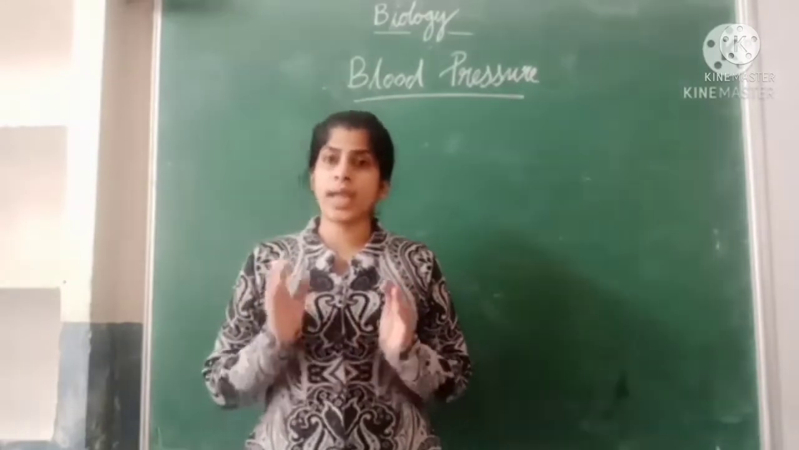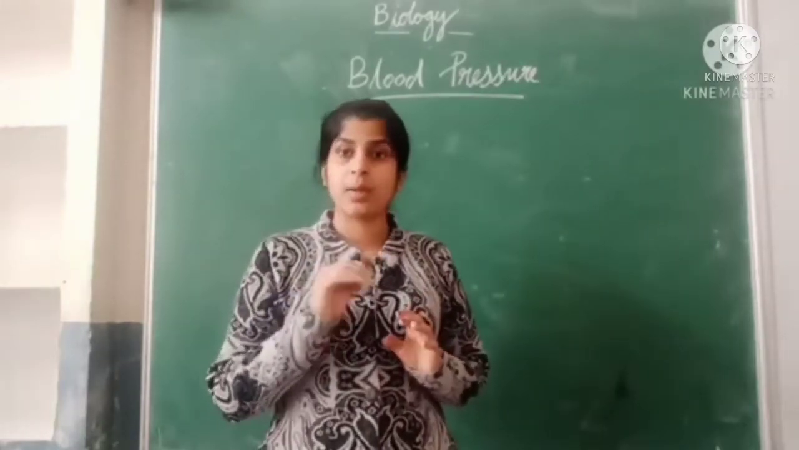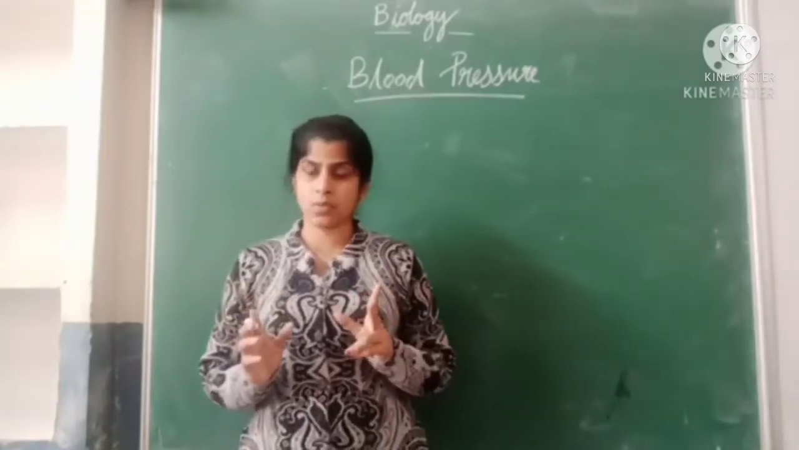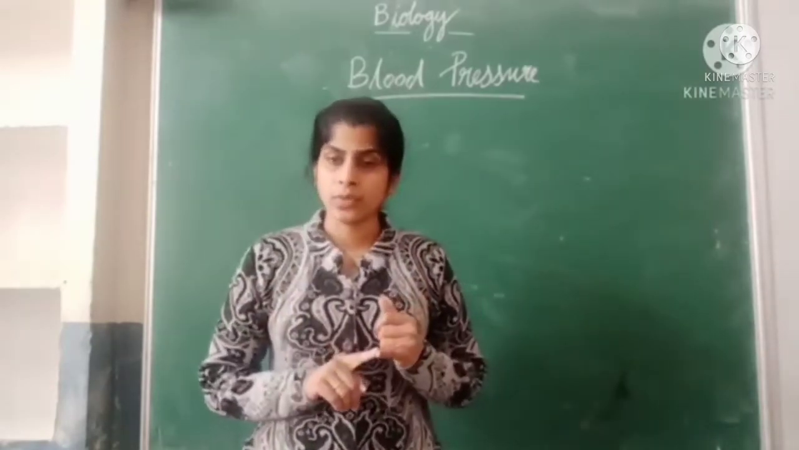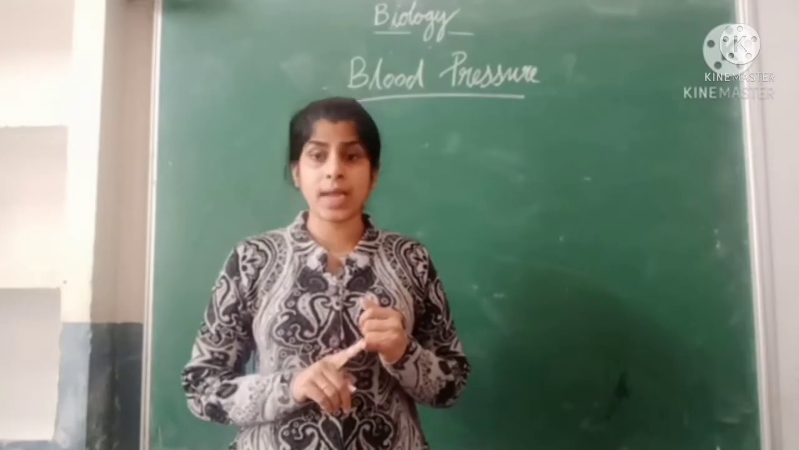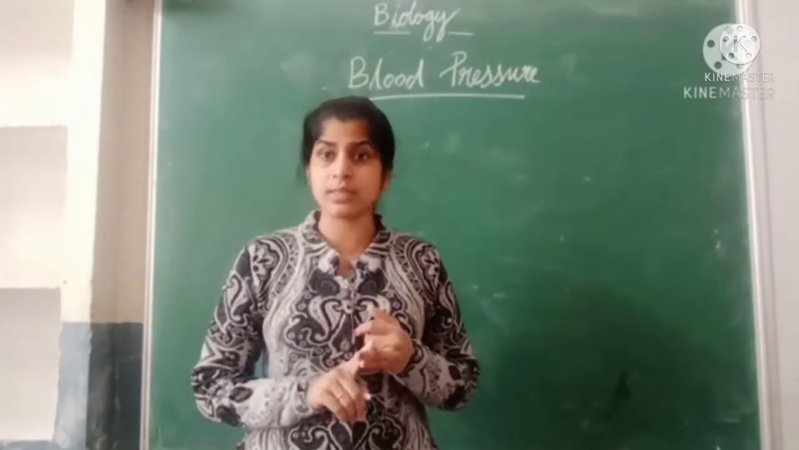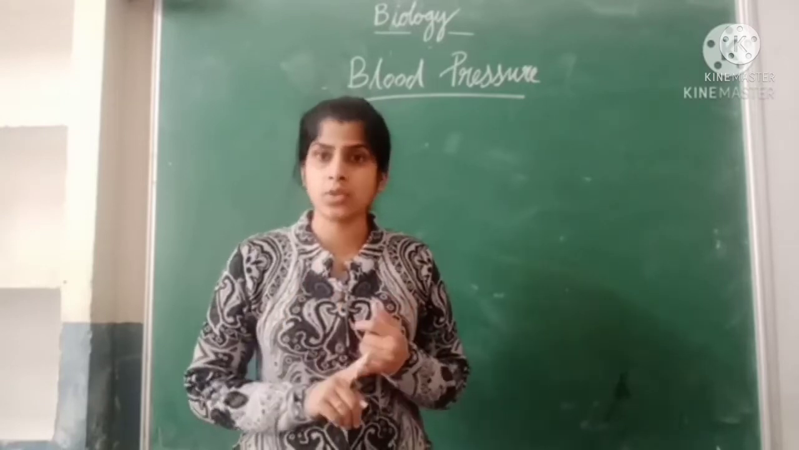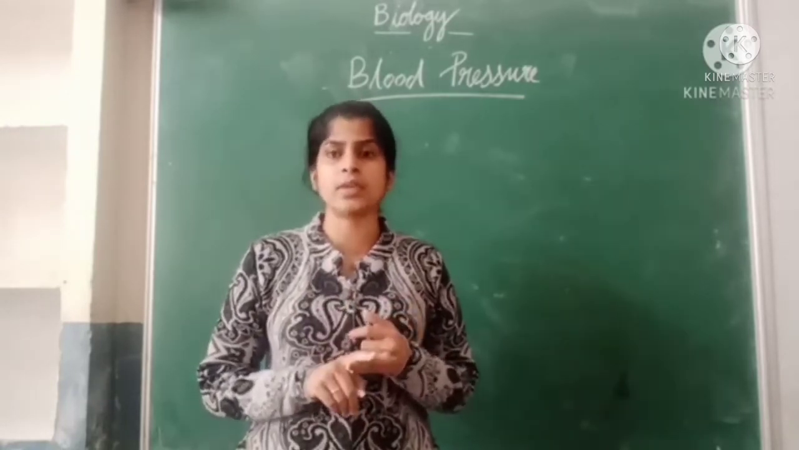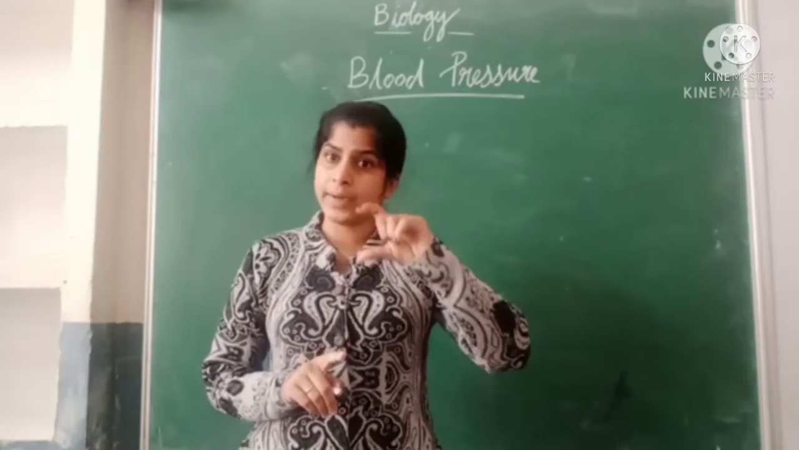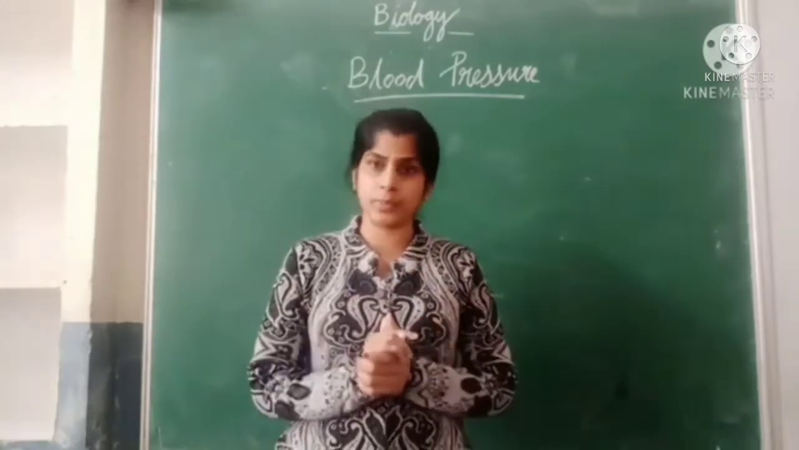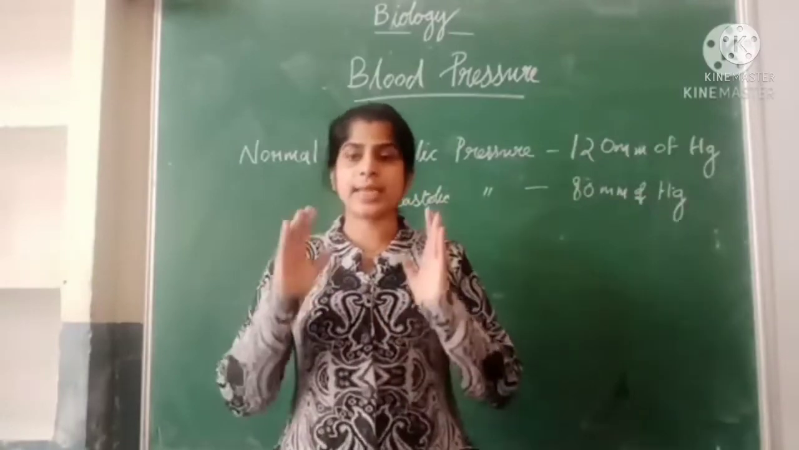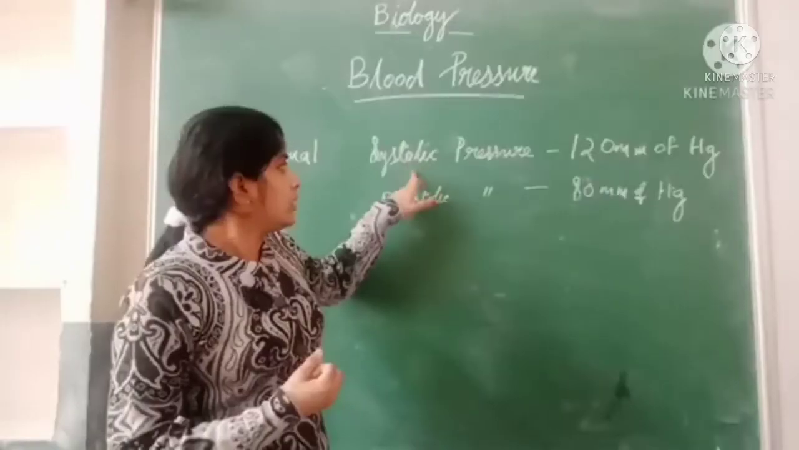The sphygmomanometer is the instrument that helps find the blood pressure. This instrument takes two readings: one is the contractile phase, that means the systolic phase, and the other is the diastolic phase, that is the relaxation phase. With these two phases we can measure the blood pressure.